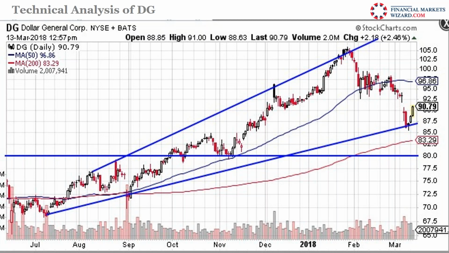Expect the move before the earning and exit right at the earning. So this is one way of trading Dollar General. We traded Dollar General and bought calls, and it gapped up on earning.